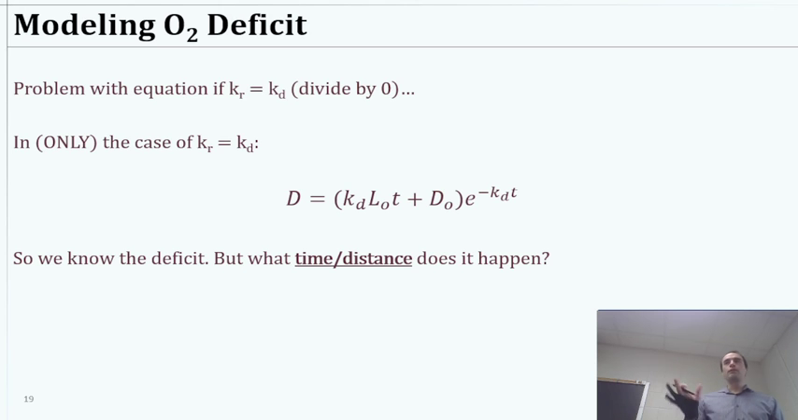So if and only if we have that case, we have a second equation from the book that says, well, a simpler estimation, then we can say deficit is equal to Kd times L naught times t plus D naught times e to the minus Kd t. Okay. So we'll give you that one as well on the formula sheet, but that should only be used when Kr happens to be equal to Kd.